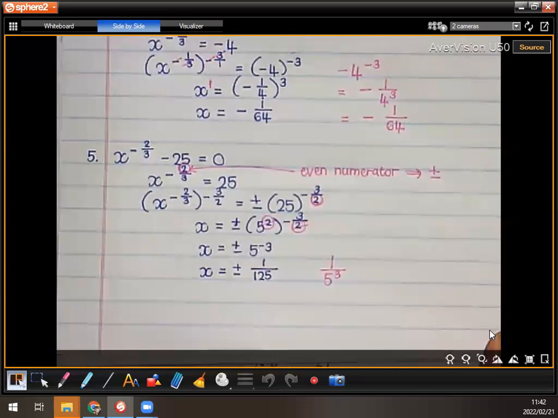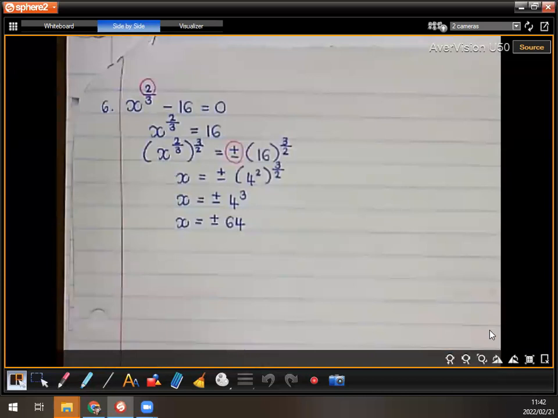If those 2's are cancelling out, you're left with 5 to the negative 3, which if you now move that 5 to the bottom, it's going to be 1 over 5 to the positive 3, and 5 to the power of 3 is 125.